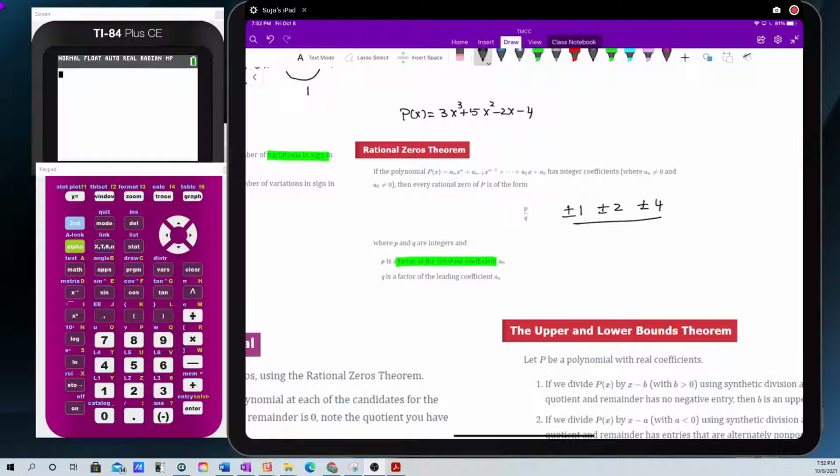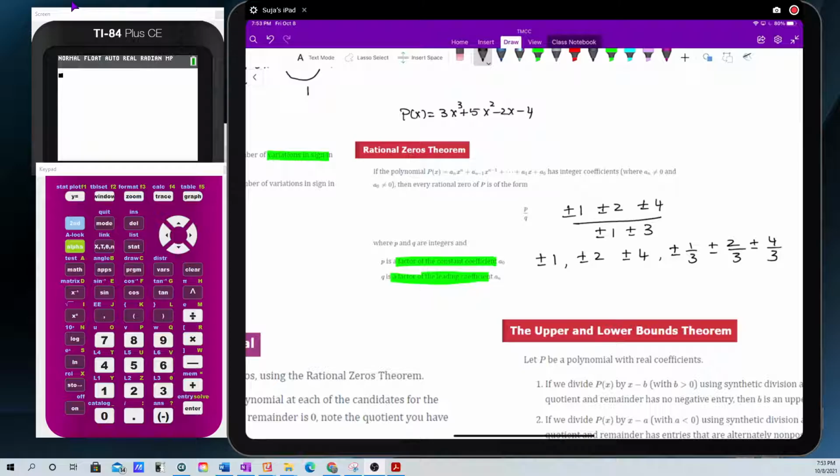Divided by the factors of the leading coefficient. In this case, it's 3, so it's plus or minus 1, plus or minus 3. If I list it out, it's going to be plus or minus 1 over plus or minus 1, plus or minus 2 over plus or minus 1, plus or minus 4 over plus or minus 1, and then plus or minus 1 over plus or minus 3, which I can write as plus or minus 1/3. The next one is plus or minus 2/3 and plus or minus 4/3.